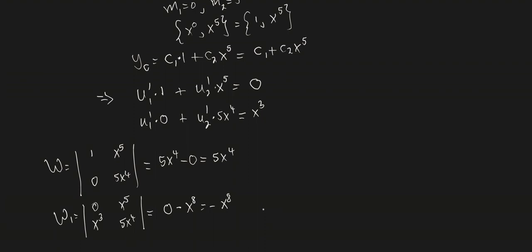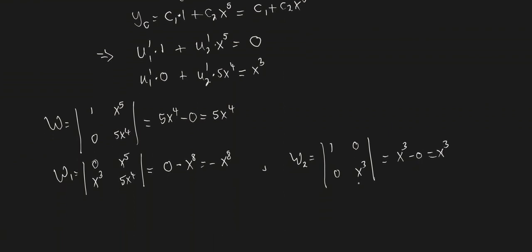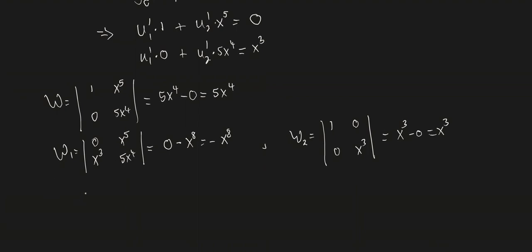All right. Let me do w2 beside it and then calculate the u's below the respective determinants. For w2, the first column is 1, 0, and the second column is 0, x cubed. So we have 1 times x cubed minus 0, which is x cubed. Now let's figure out u1 prime. It is w1 over w, which is negative x to the eighth over 5x to the fourth. So that's negative 1/5 x to the fourth.